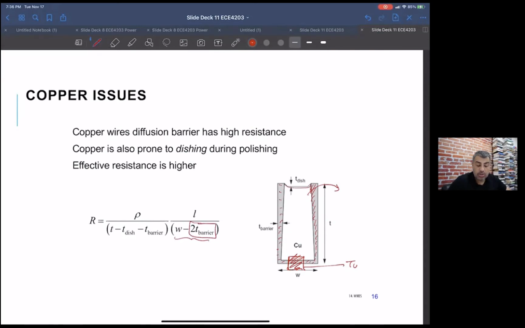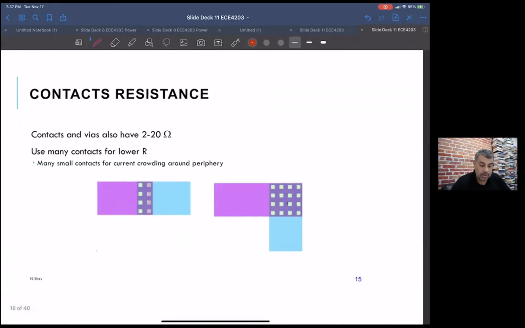Plus there are issues that come with how you deposit the copper and how you flatten it, something called dishing. But all of these reduce the actual usable cross section of your copper line. So the effective resistance of copper doesn't give you as much of an advantage as you'd hoped for over aluminum, but it's still an advantage. So it's used in all the advanced processes, the copper processes.